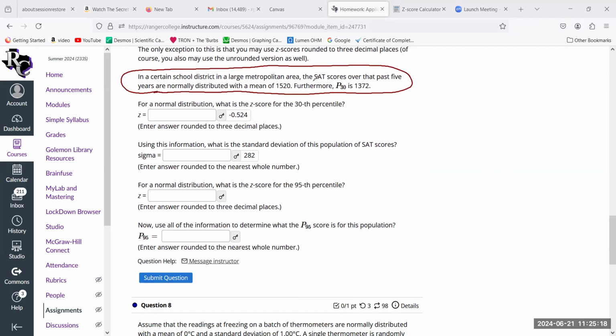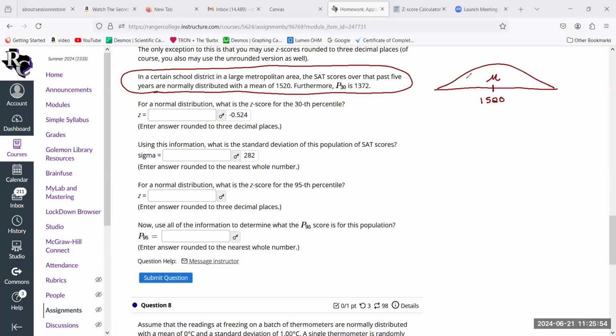So what we have here is that we know in a certain school, the SAT scores over the past 5 years have been normally distributed with a mean of 1,520. So we're assuming that this is population data. So this is actually going to be a mu. So my mean is here. And we know that P30 is going to be 1,372.